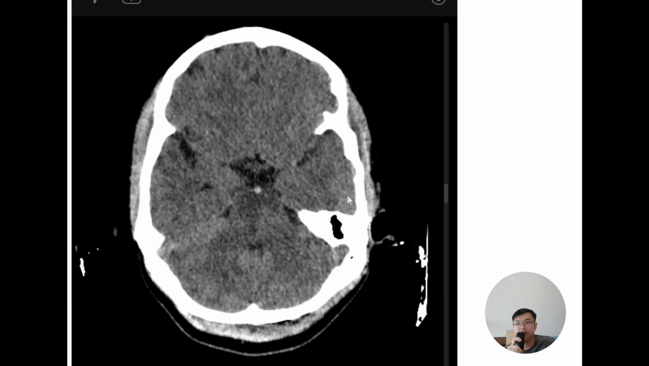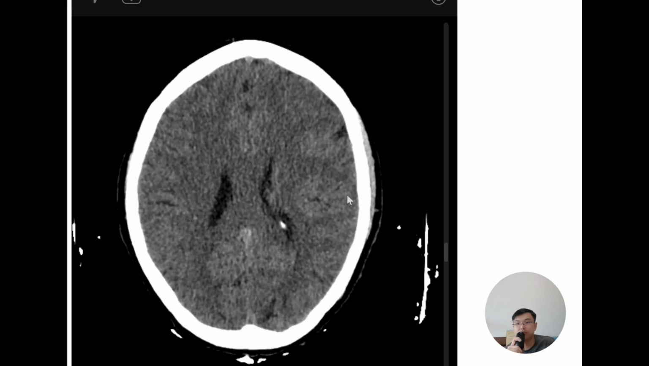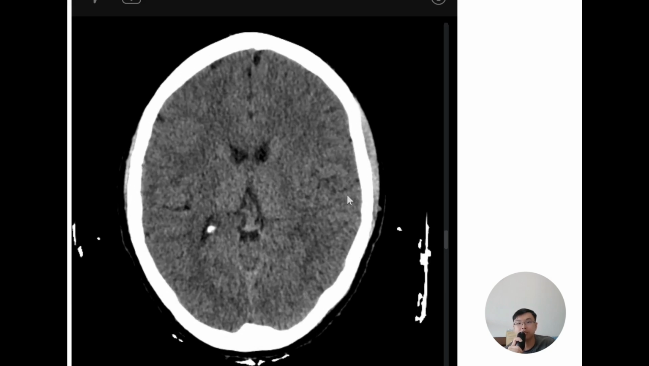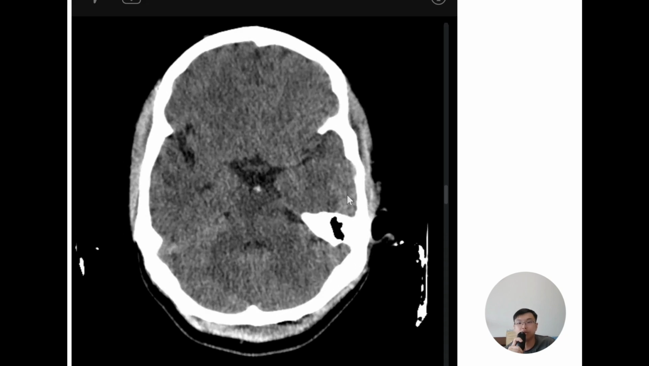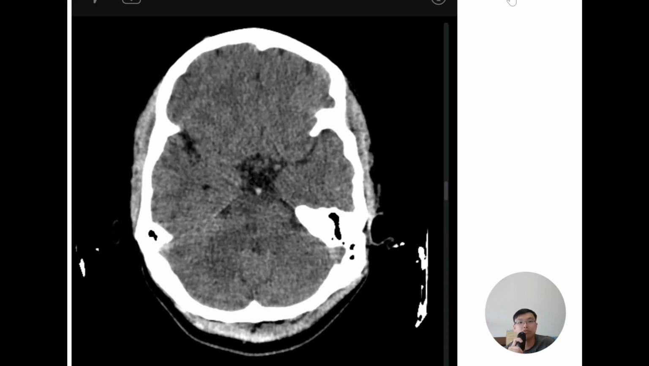Do you see the abnormality? Sometimes junior doctors may not pay attention to the abnormality that I'm going to show you. Let me draw your attention to this hyperdense clot formation within the basilar artery. It is at the pons area, and the basilar artery is located at the central pontine sulcus, at the pontine region.